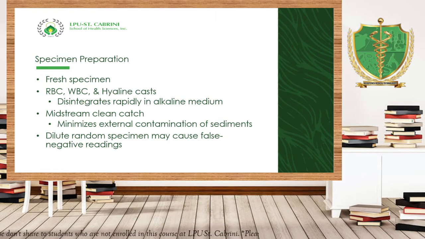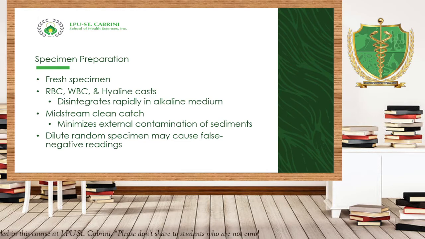Okay? Now, why? Because WBC, RBC, and hyaline cast disintegrate rapidly in alkaline urine. Bakit nagiging alkaline sometimes yung urine? Yung urine sometimes nagiging alkaline because we let it stand in room temperature for long. Next, a midstream clean catch urine is the ideal sample because it minimizes the possibility of having external contamination of the sediments.